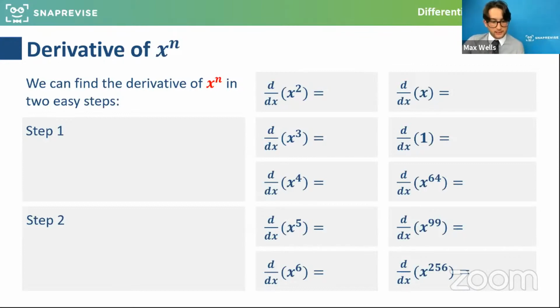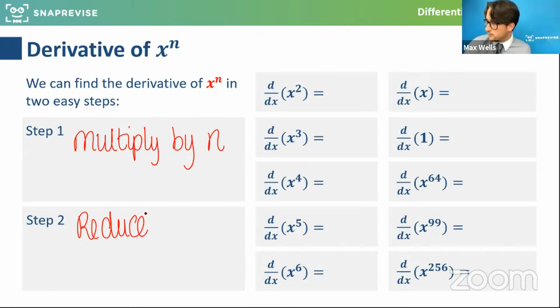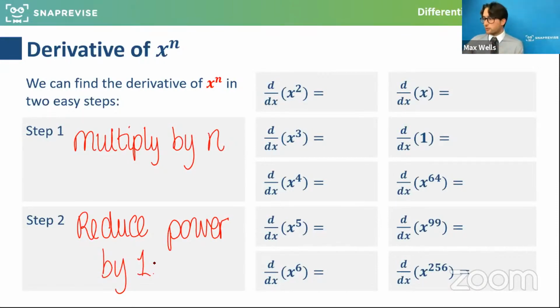So what we do is, if we look at something, x to the power of n, there's just two easy steps. So the first thing we do is we multiply by n, and then reduce the power by 1. Excellent. Right. Good. I'm just trying to keep an eye on the chat as well. Lovely. Power by 1. So this will be a really nice start for everyone to give it a quick go.